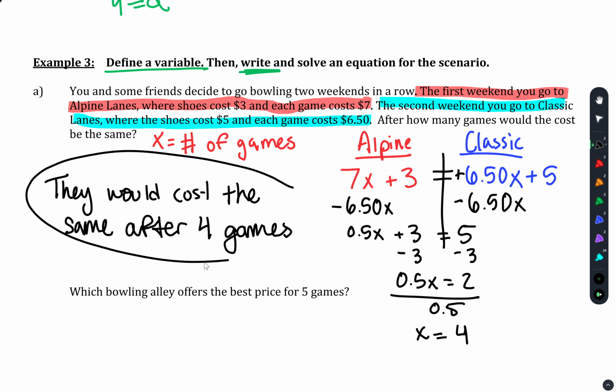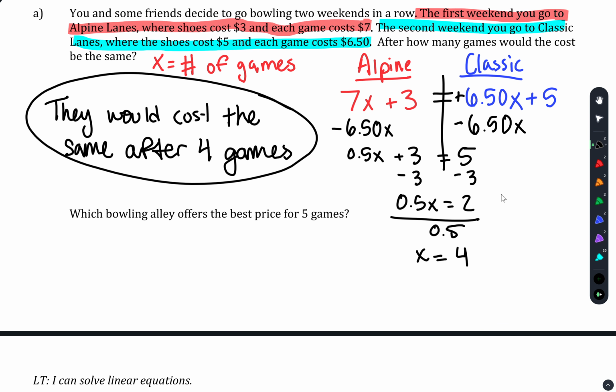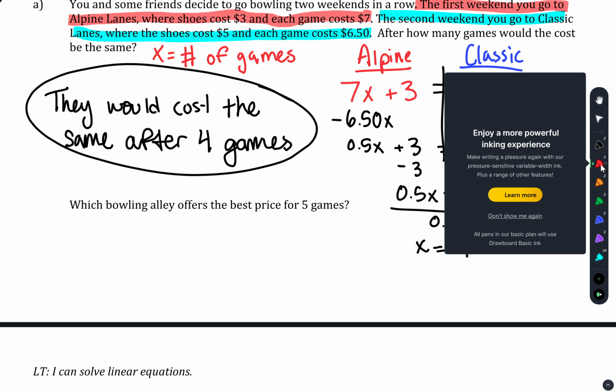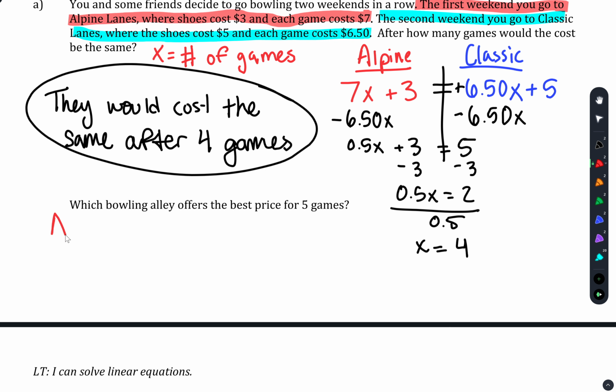That's part 1. Part 2 asks another question. Which bowling alley offers the best price for 5 games? How am I going to figure that out? Autumn. Yeah, I'm going to plug in 5 because 5 is number of games. X represents number of games. So if I want to know what the price is for 5 games, I'm just going to plug it in.